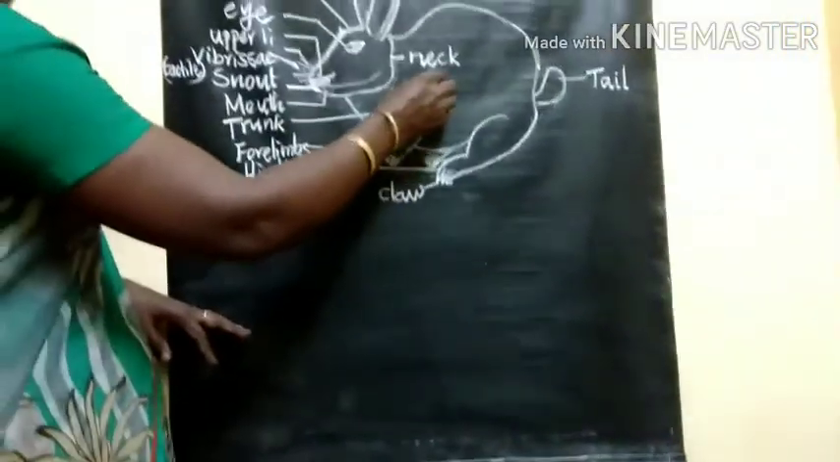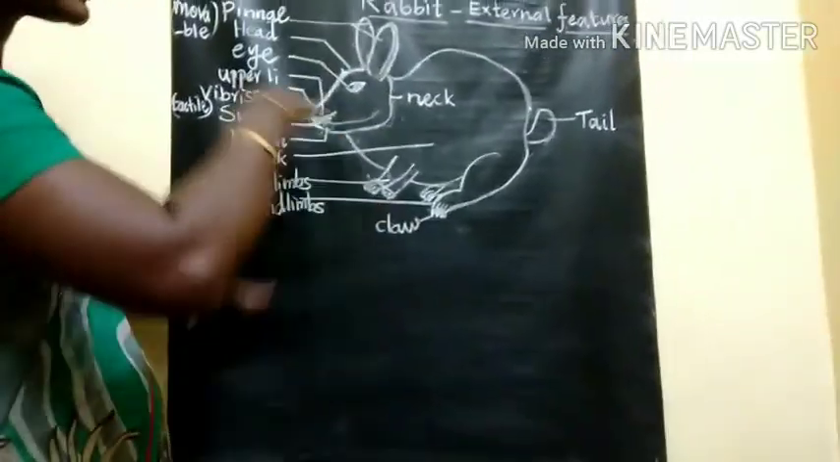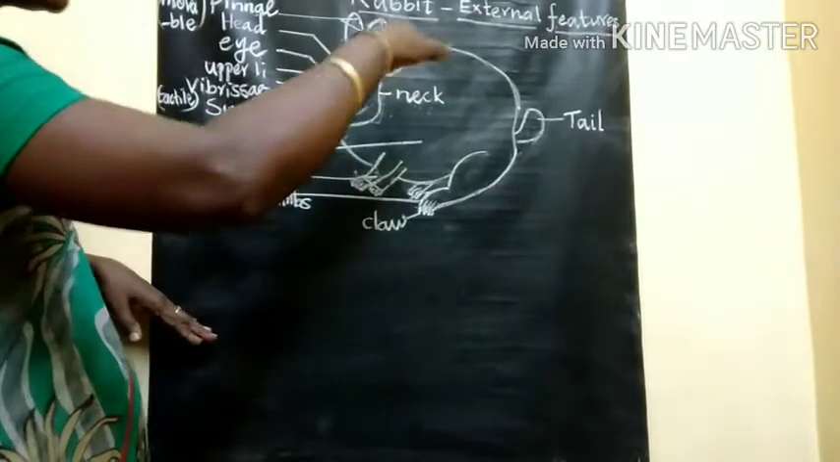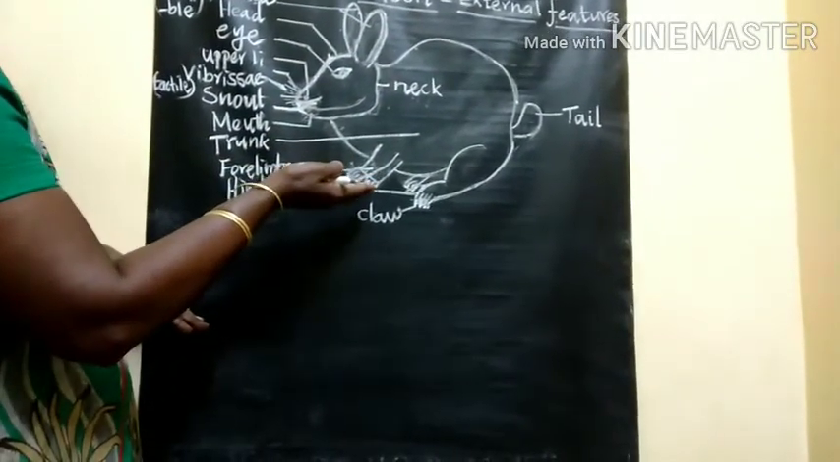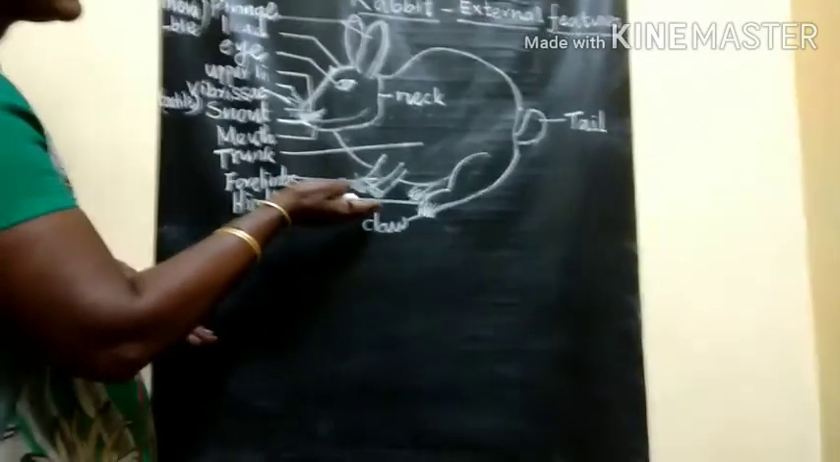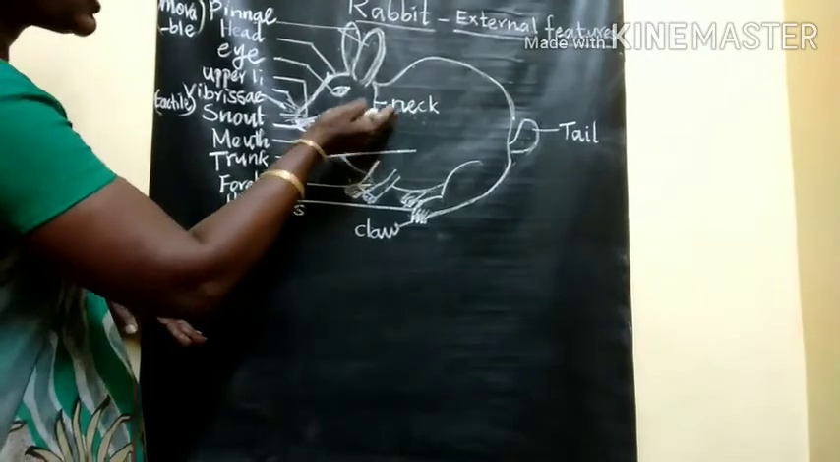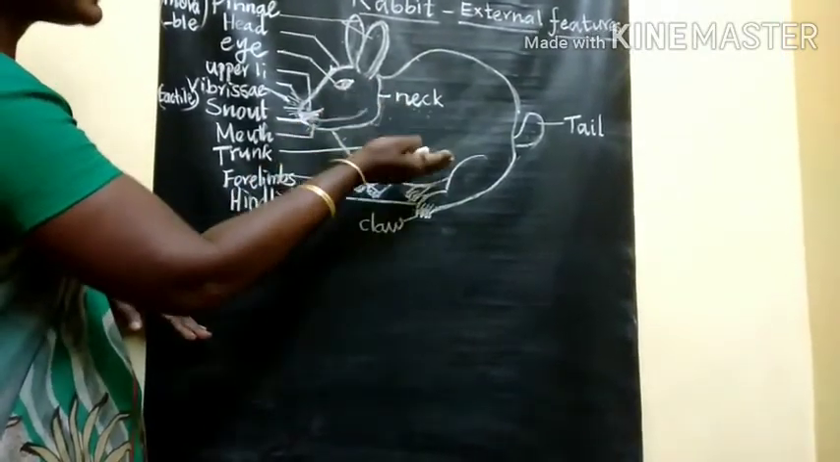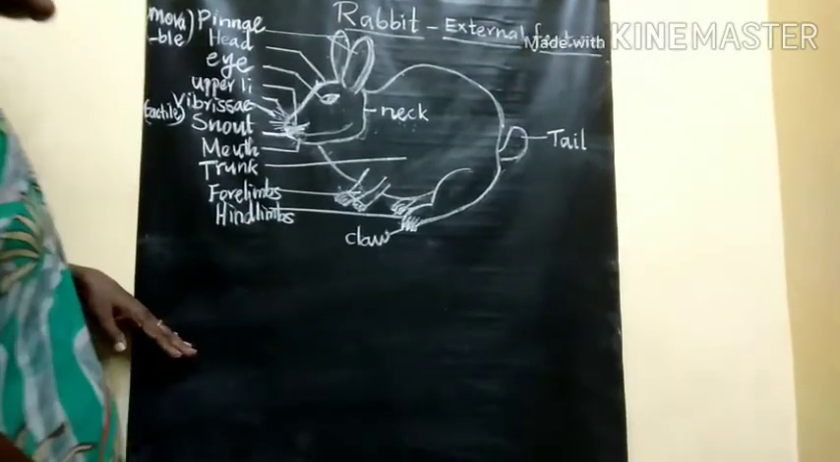In the ventral surface, the dorsal surface and the ventral surface. Dorsal surface means upper surface. Ventral surface means lower surface. In the lower surface, in females, in between the abdomen and thorax, 4 to 5 teats are present. They are used to feed the young ones.